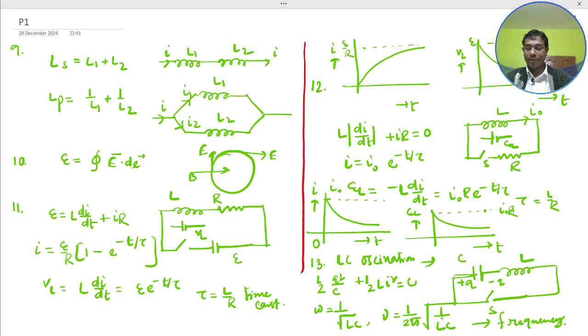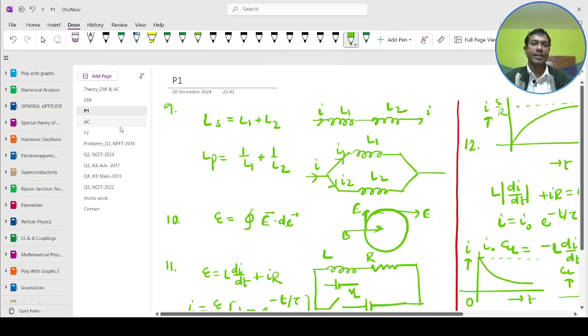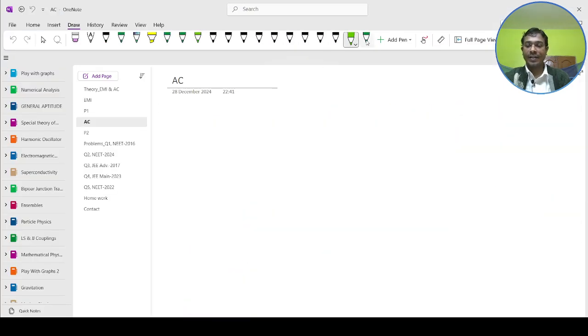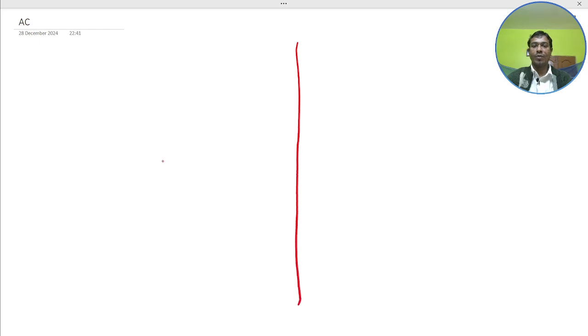The nu would become 1 by 2 pi root over 1 by LC. So go ahead, our next topic, the alternating current, basically the AC. So we just draw a line for your better clarifying of my board.